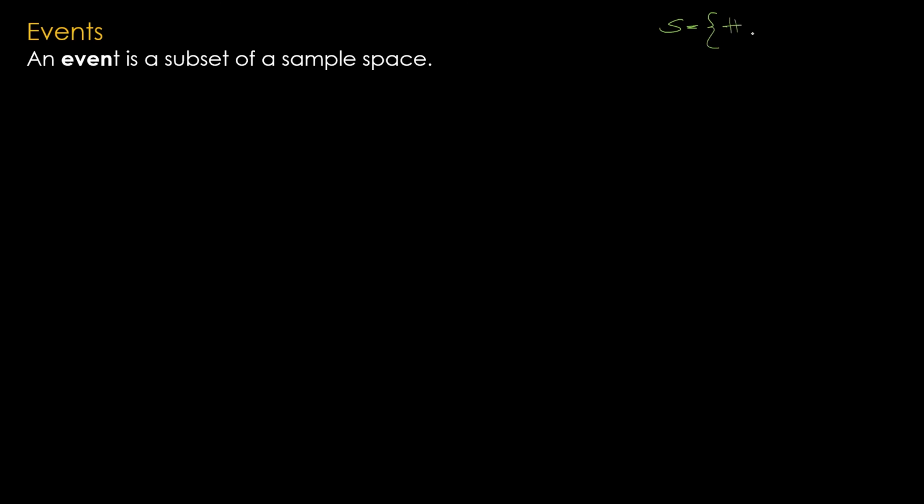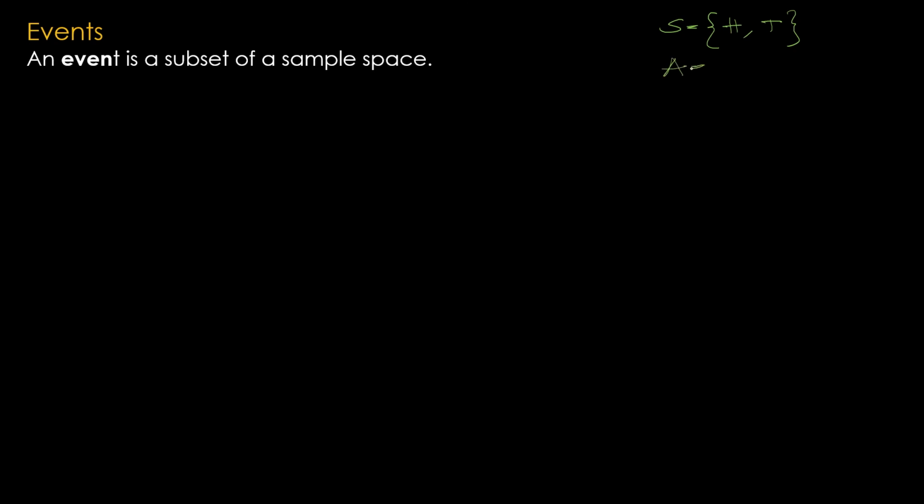Okay? So, events. An event is a subset of sample space. Again, earlier, if you are to toss a coin, your sample space is either a head or a tail. An event is a subset of the sample space. In other words, your event is a part of your sample space.